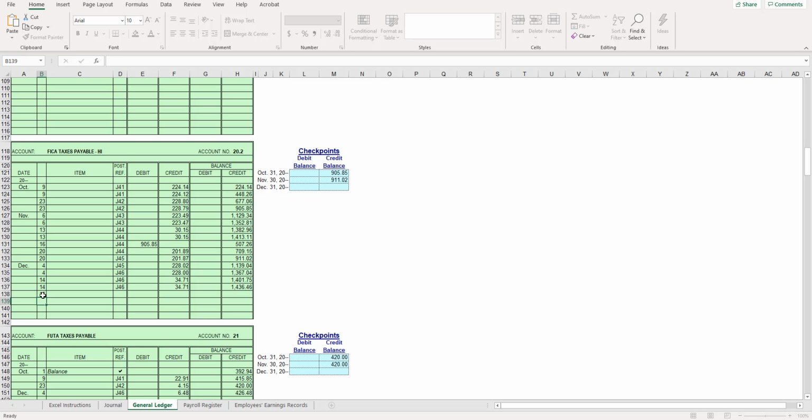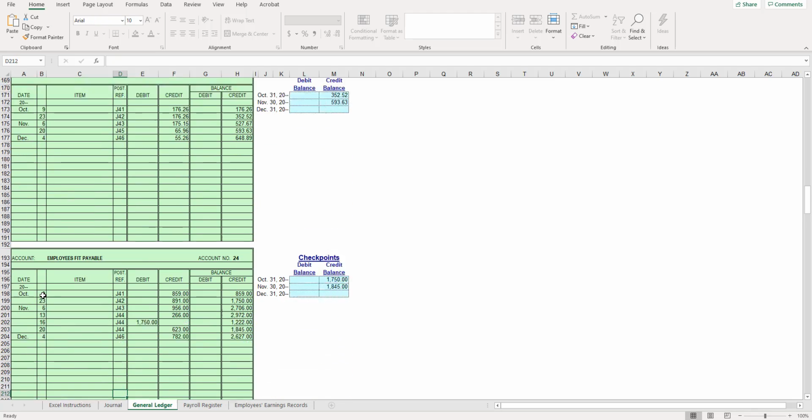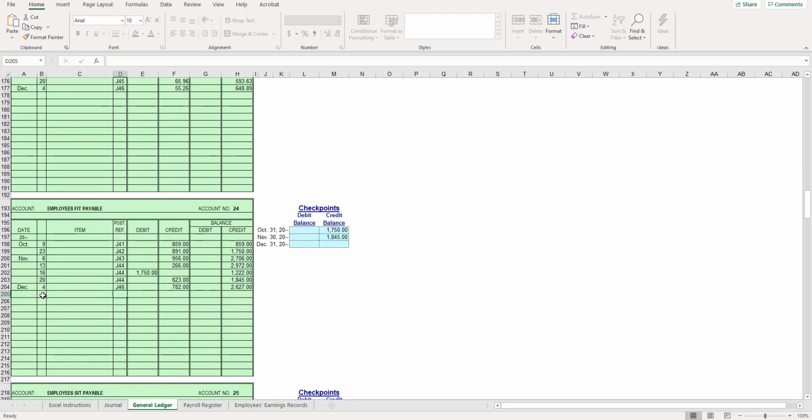For the HI, it is basically the same. We go to the next account, and the HI was 911.02. So let me debit there, 911.02. And we had journal page 46. Okay, and then we also paid the FIT taxes payable. These are the three taxes we usually pay together.